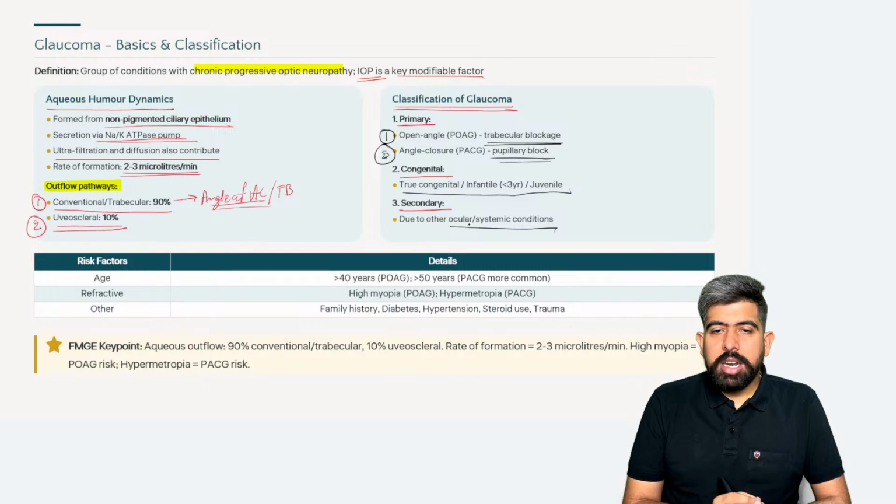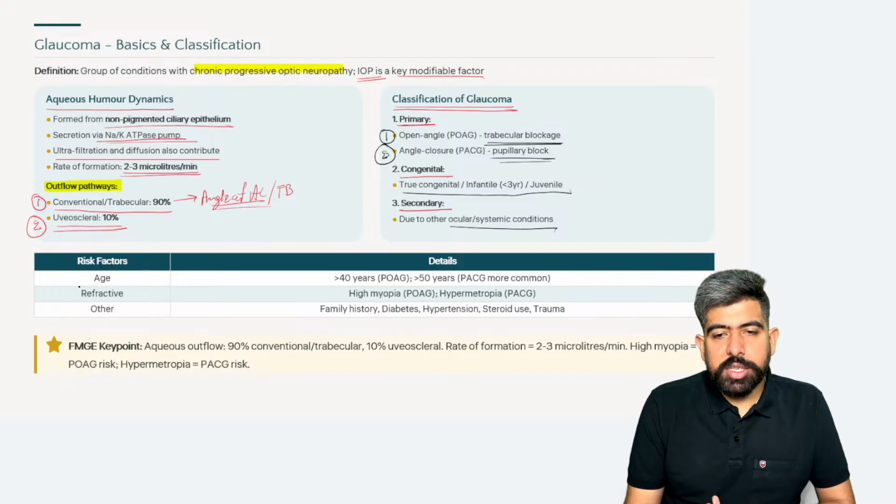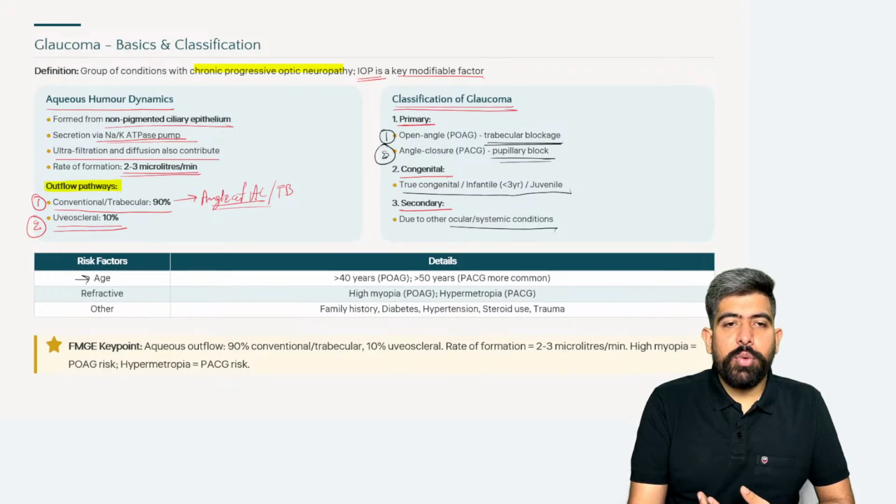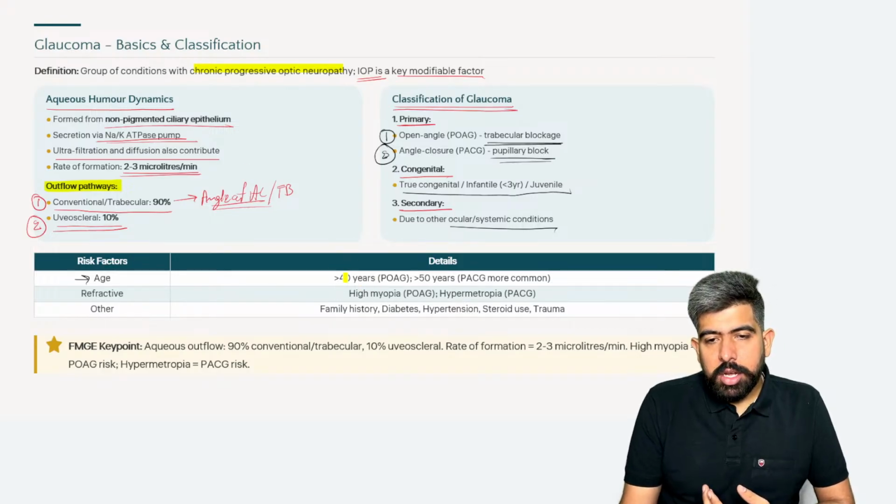Okay, is that clear? Now, if we talk about the risk factors of glaucoma, the most common risk factor, first of all, is age. Age more than 40 years for open angle glaucoma, and angle closure is seen in those more than 50 years.